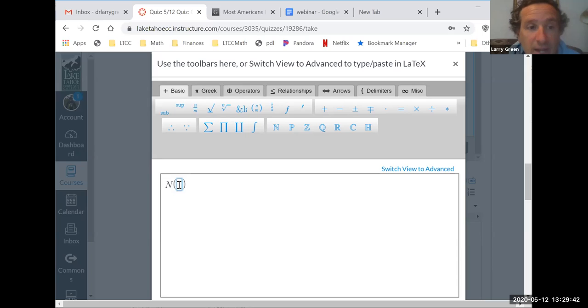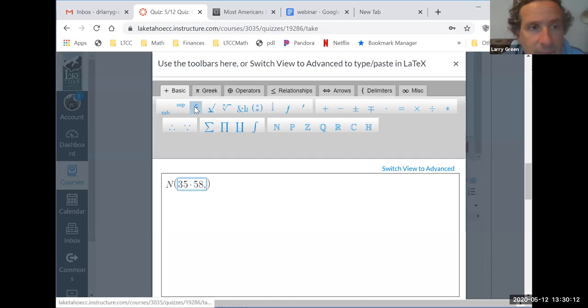It's not, because we're talking about totals, we're talking sigma. So it's 35 times 58, which was our sample size. Comma, and then the standard deviation. The formula says we take the standard deviation that we had, which is 12, and we multiply it by the square root of 58.